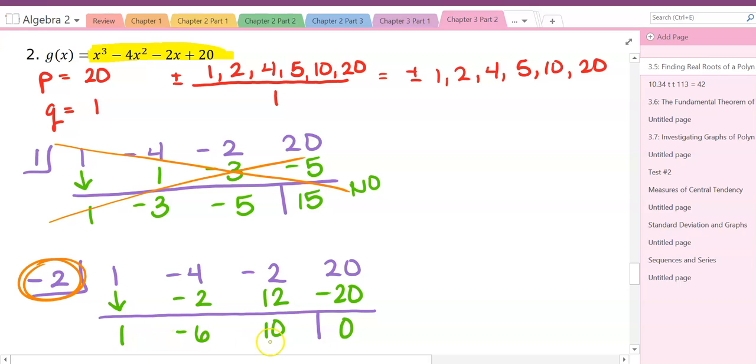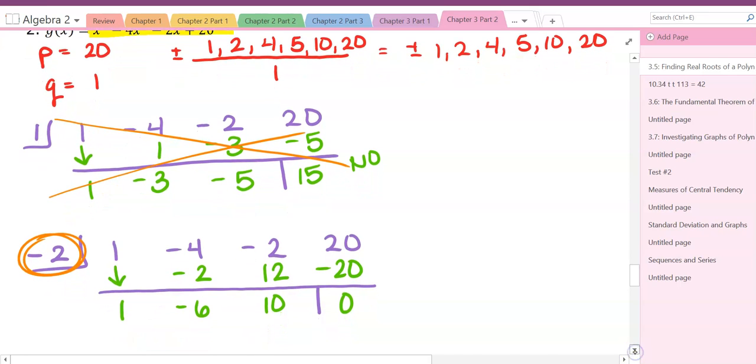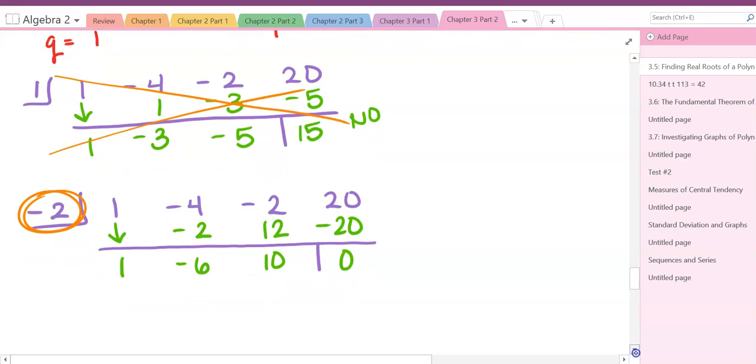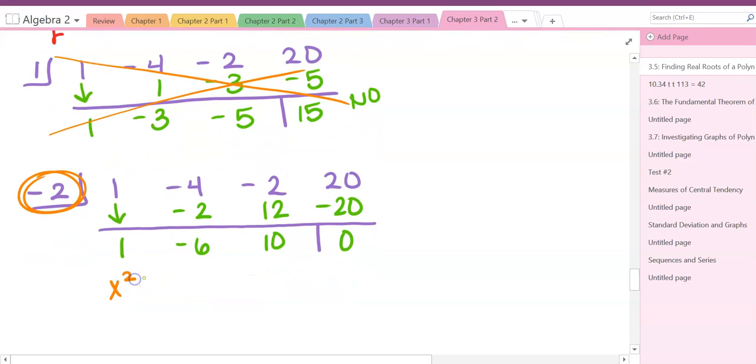Now, if I write this as a depressed polynomial, again, I started with x to the third, so this is going to go down to x squared. 1x squared minus 6x plus 10. Are there two numbers that would multiply to 10 and add to a negative 6? Your factors would be 1 and 10 and 2 and 5. Is there any way to add those numbers to get to a negative 6? Nope. So this one's not factorable.